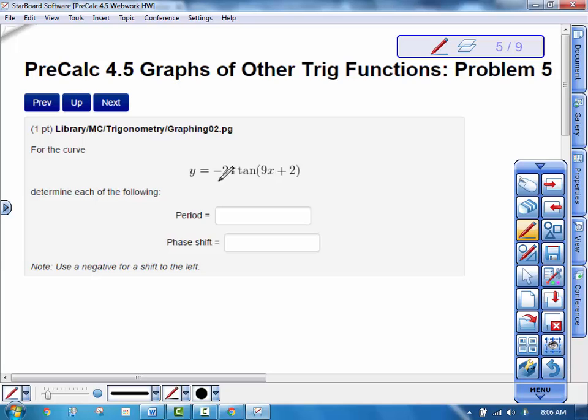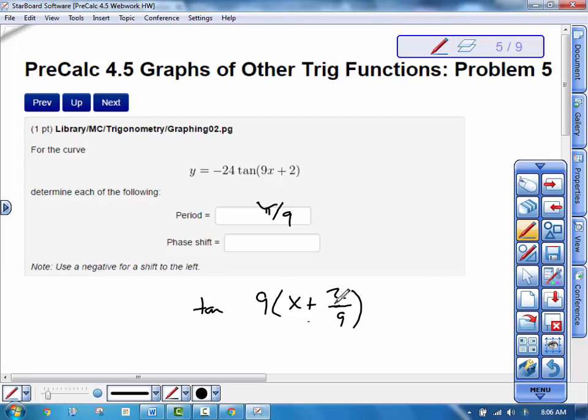Okay, the next problem gives us this function here, tangent. It's been transformed, and we want to know the new period and the phase shift. So the period of tangent is always pi over b, which in this case is pi over 9. That's pretty easy. B is 9. The shift is a little harder because I'm going to factor out a 9, so I'm going to make this tangent of 9 times x plus 2 over 9.